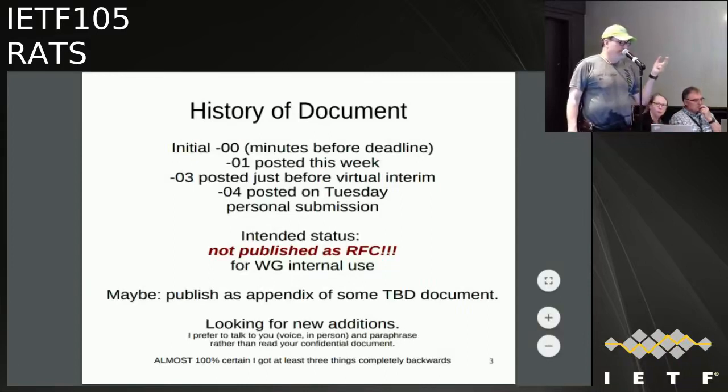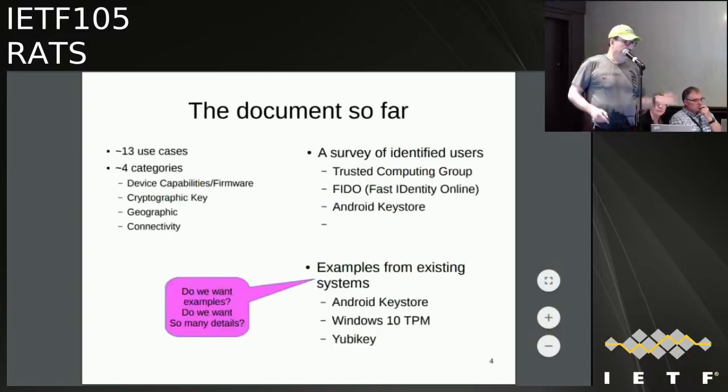Well, let me continue on. So the document so far. There are 13 use cases listed. I hope they're in better order than they were at the last meeting. There are approximately 4 categories. Device capabilities or firmware state claims, and cryptographic key claims. So that distinguishes, for example, that the device is a foo, I'm running firmware, blah, blah, blah. And the cryptographic key claims are more like, this key has been stored in a particular type of container or TPM or something, and that's why you can trust it or not.